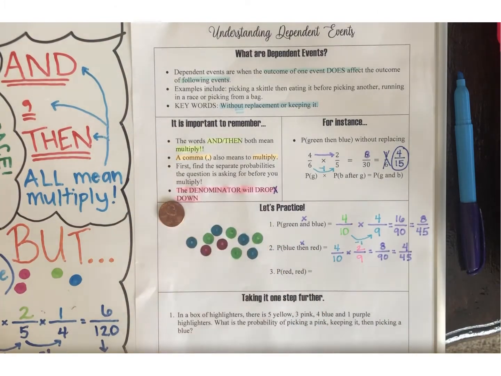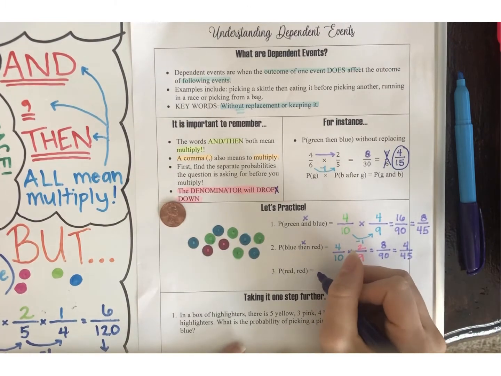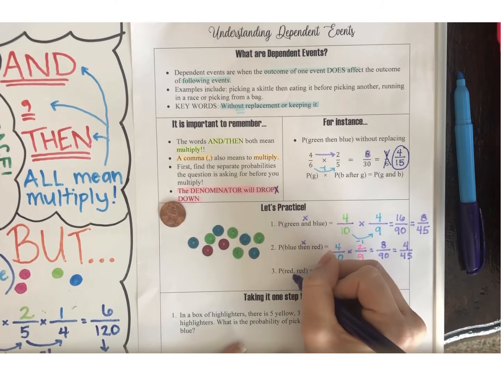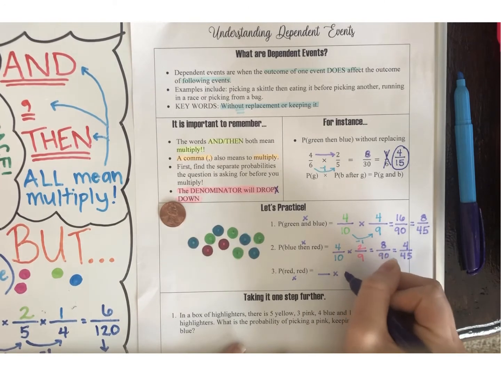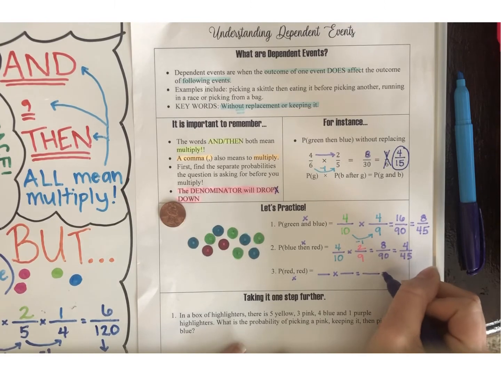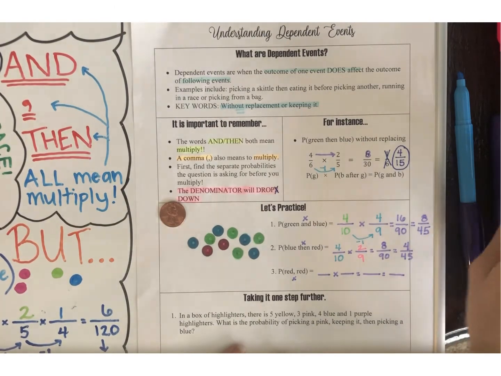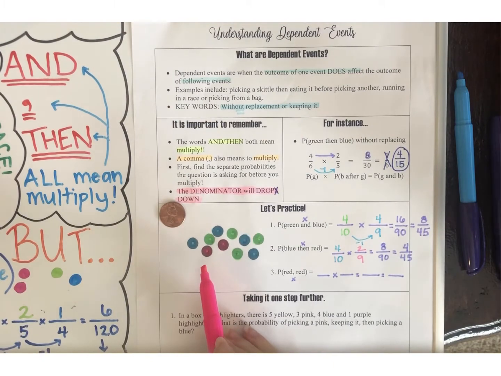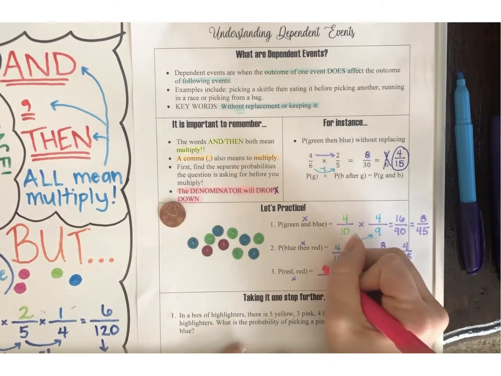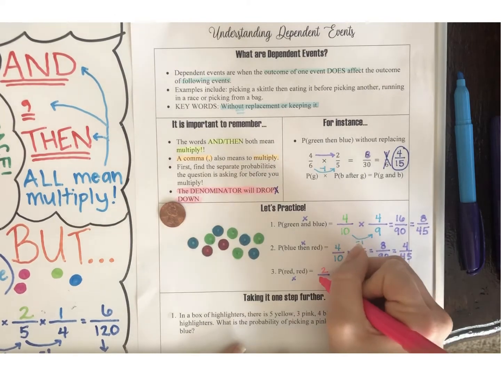All right. Now would be a great time to pause the video and attempt number 3 by yourself. Keep in mind that we're getting both red, so think about what that is going to do to our numerator as well. All right, here we're looking for red, comma is key for multiply, red. Looking at our bag of marbles, we have 1, 2 red out of a total of 10 marbles.